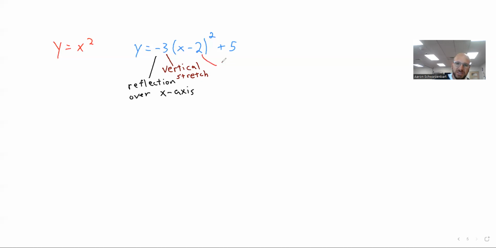Right here, I have a horizontal shift. Remember that when I'm inside, I go opposite the directions. Horizontal shift to right. So this one is 2 to the right. And then finally, I have the vertical shift or translation. Shift, translation, same thing. That one's up 5.